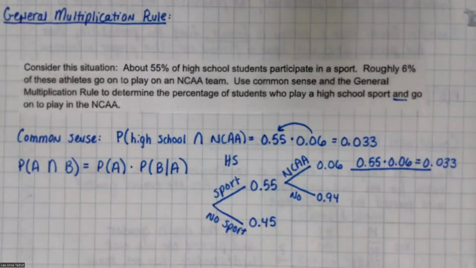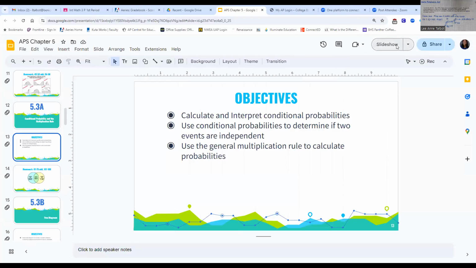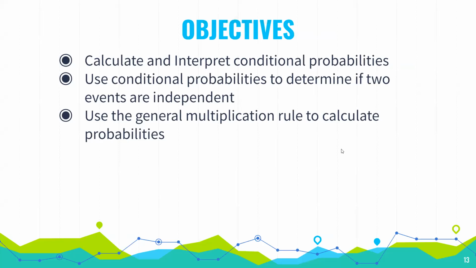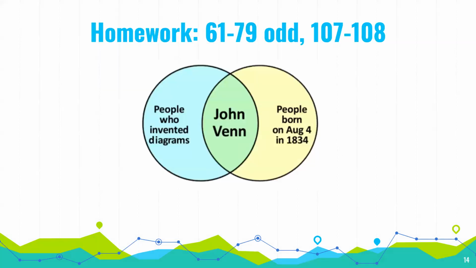Yep. Oh, I do have a joke. It's good. I think it's good. Let's see. We did conditional probabilities. Yep, yep. Okay, here's your joke. It's a Venn diagram about John Venn. The Venn diagram, yeah.